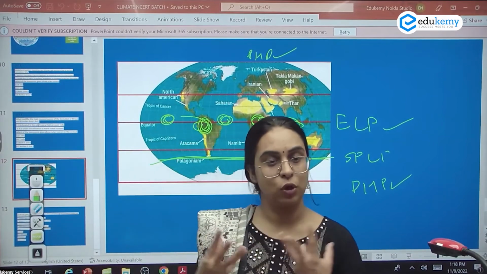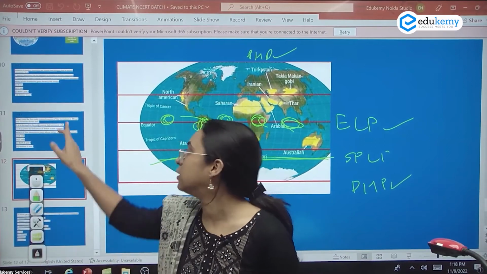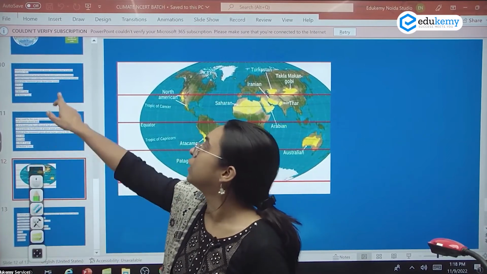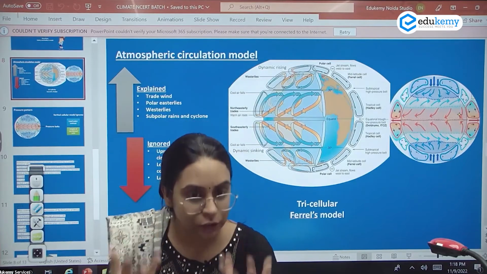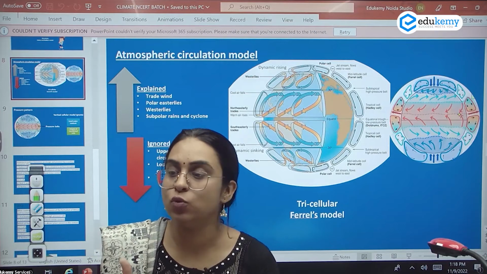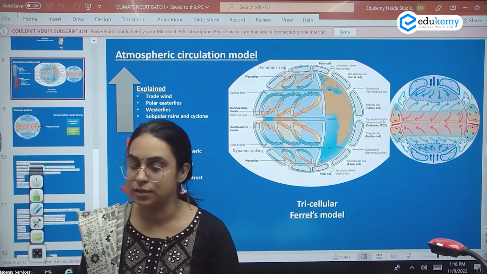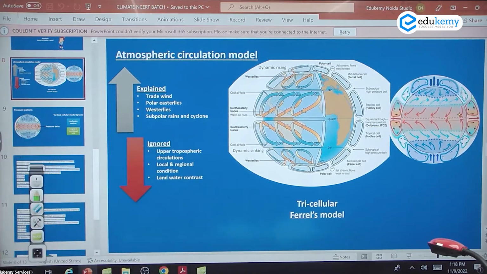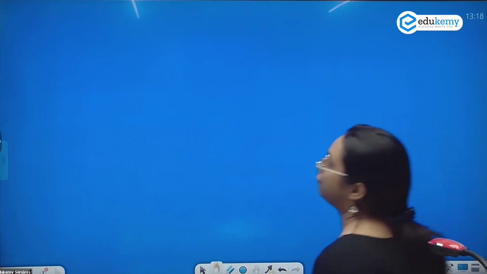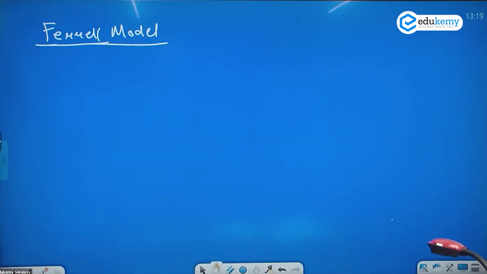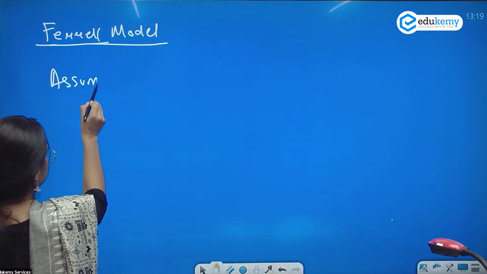इसीलिए the global atmospheric circulation is not as simple as these models point out to be. But हमको समझना तो पड़ेगा. इसलिए we are making use of some models, with some simplifying assumptions. So please write about the Ferrel model, the assumptions.